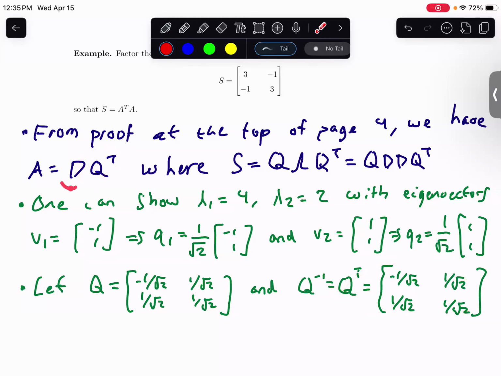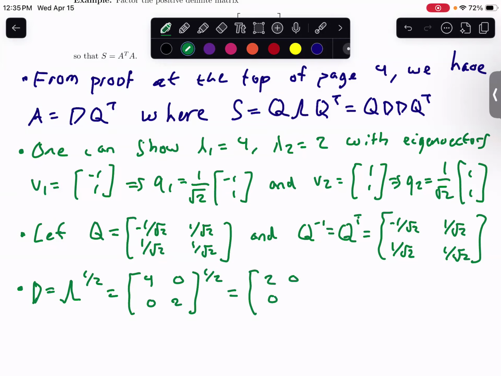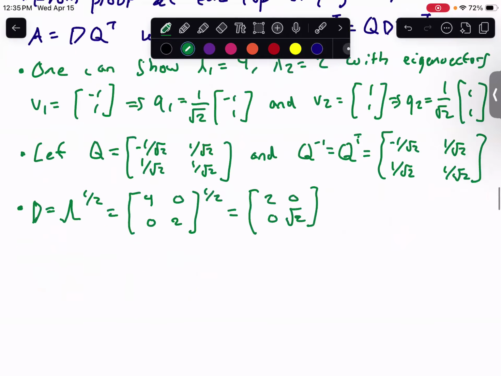And then the other matrix we cared about was this matrix D here. And so we define D to be equal to the square root of lambda. And lambda is just a diagonal matrix consisting of your eigenvalues. So this is going to be 4, 0, 0, 2 to the 1/2 power. And so this is going to be equal to 2, 0, 0, and then the square root of 2. And so thus we have the following. We have the two matrices we wanted to find. So we have A is equal to D times Q transposed.